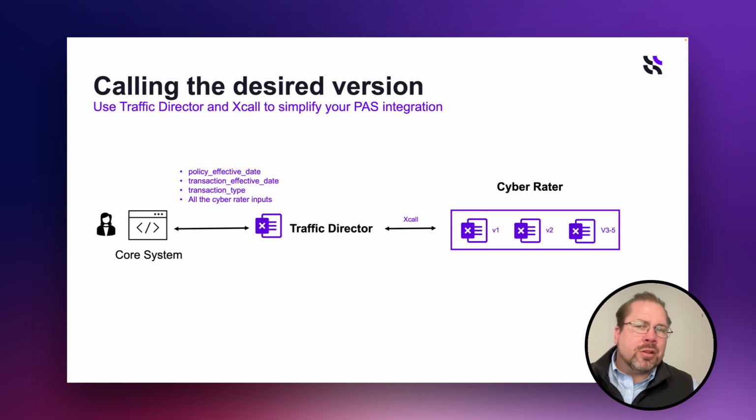So where do you put the logic that decides that? Well, you may say, I want to put it into my core system, which is fine. You can certainly do that. Or you could put it into Excel right in the middle here with this traffic director model. The traffic director model is going to make the decisions based on the policy effective date and the transaction type and whatnot about which of the versions of the Cyber Radar to actually call.